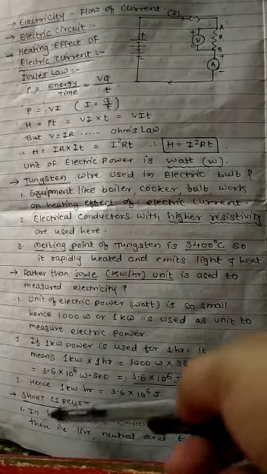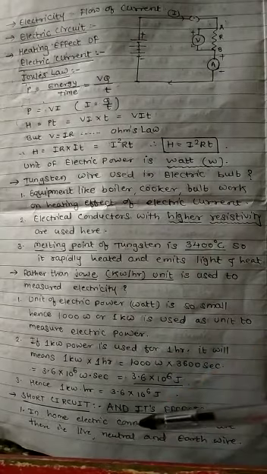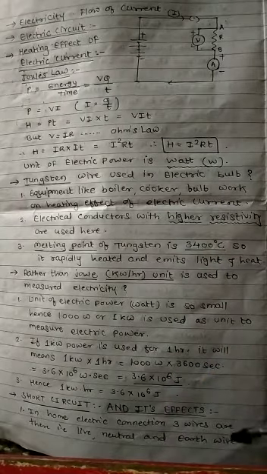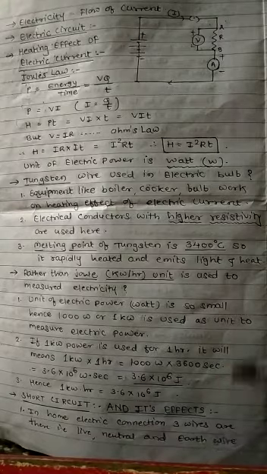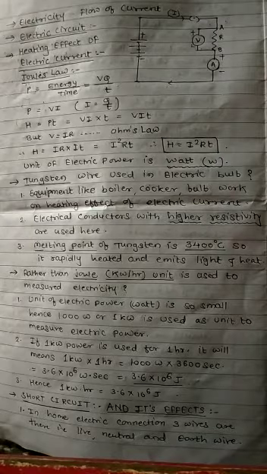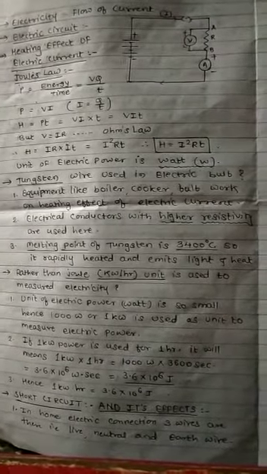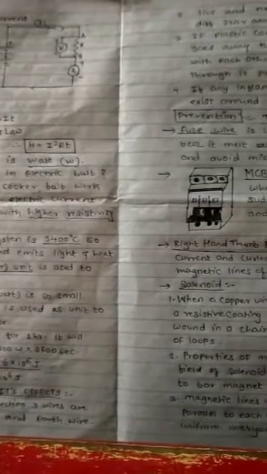How does it occur? In home electrical connections there are 3 types of wires, that is live wire, neutral wire and earth wire. In our domestic connection 3 wires are there: live wire, neutral wire and earth wire.